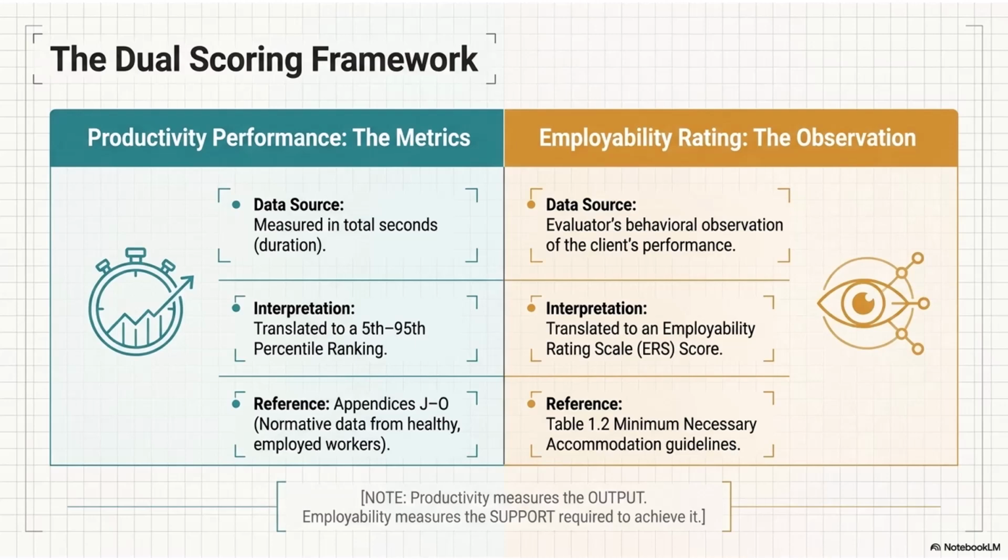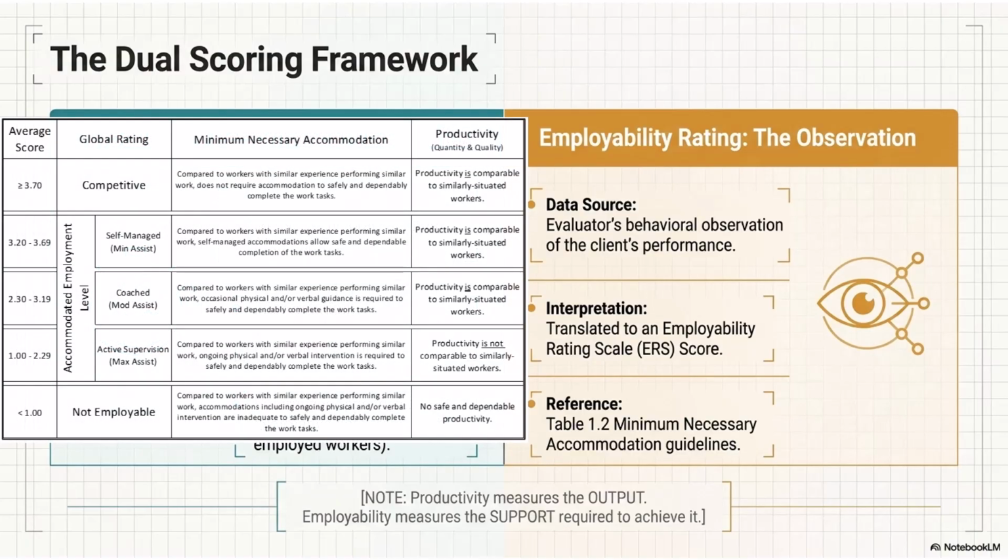For productivity performance, the metrics, your data source is the duration measured in total seconds. You interpret this raw time by translating it into a 5th to 95th percentile ranking to compare your client against healthy, employed workers. For employability rating, the observation, your data source is your behavioral observation of the client while they work. You interpret these observations by assigning an employability rating scale, or ERS score. You will use the minimum necessary accommodation guidelines as your reference.